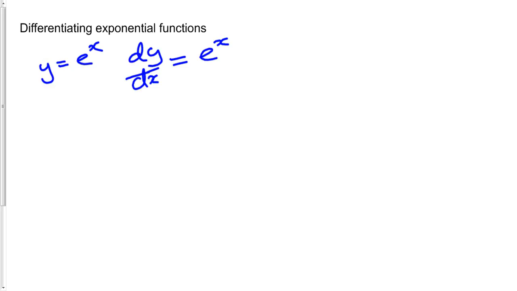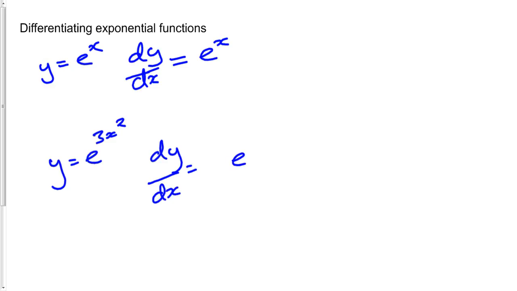So let's say we've got y equals e to the 3x squared. When you differentiate this, it goes to, obviously, e to the 3x squared. So the main thing to remember is that the power stays the same. However, whatever is up here, we differentiate, then we stick it in front. So 3x squared differentiates to 6x. So it differentiates to 6x e to the 3x squared. So again, very, very simple.